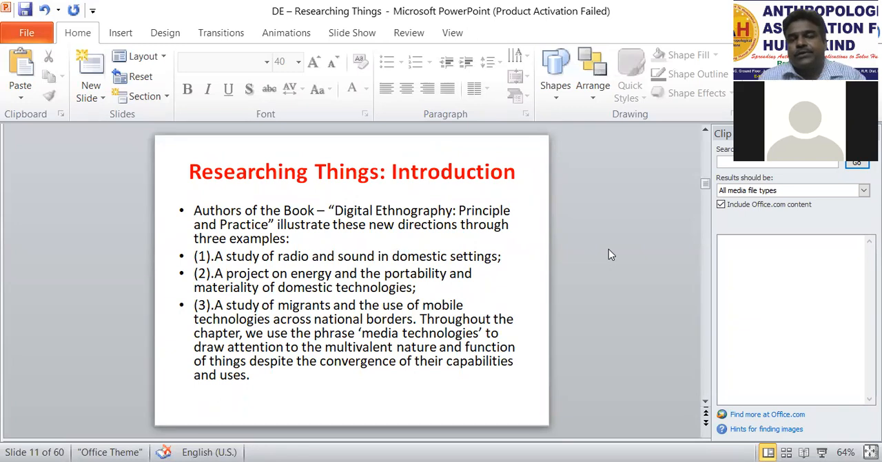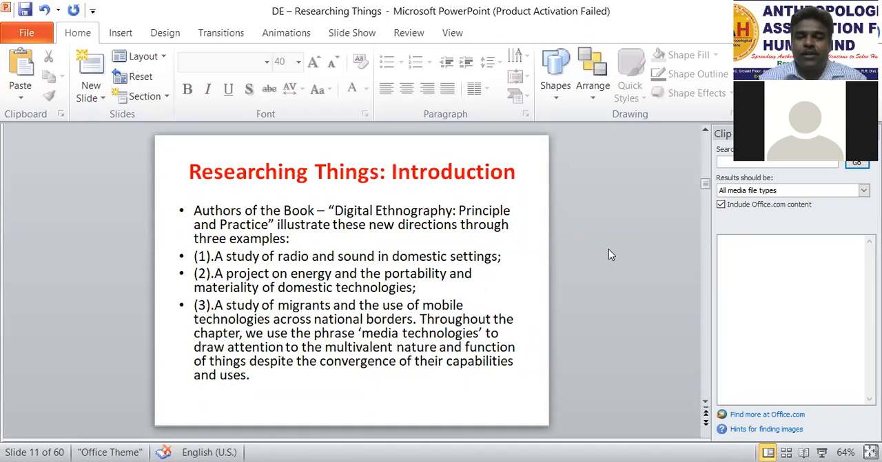So the authors of the book, Digital Ethnography: Principles and Practice, illustrate these new directions through three examples, which they have undertaken as research studies. Number one, a study of radio and sound in domestic settings. Second, a project on energy and portability and the materiality of domestic technologies. The third is a study of migrants and the use of mobile technologies across national borders.